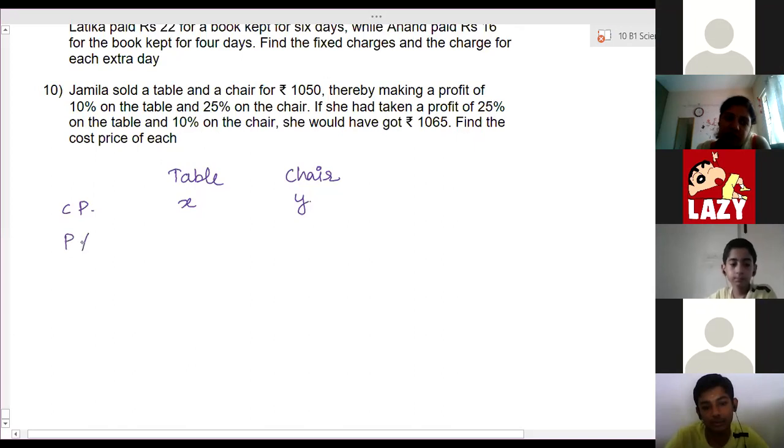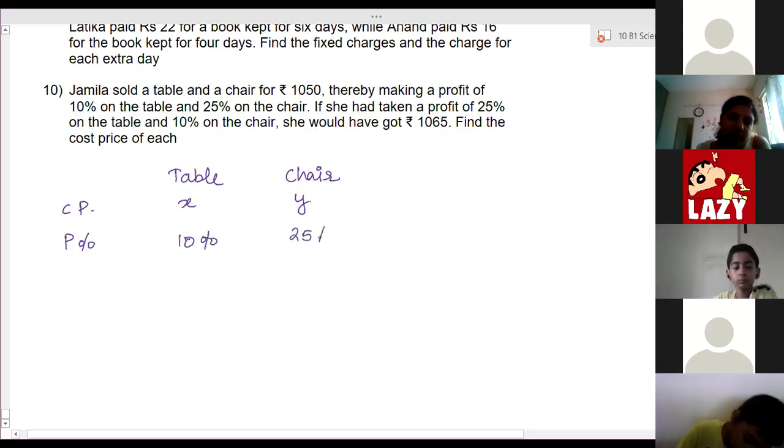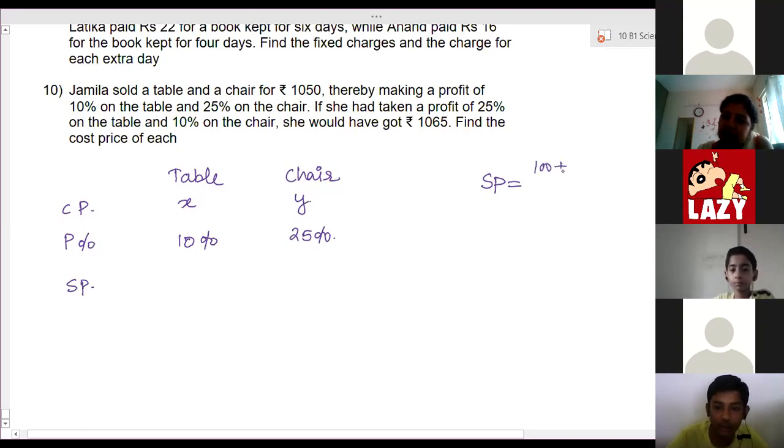So X and Y are CP. Profit percent is 10% on table and 25% on chair, right? Yes, ma'am. So what will be their selling price? What is the formula for selling price? Selling price is equal to 100 plus profit percent by 100 into CP, right? This is our formula for SP.